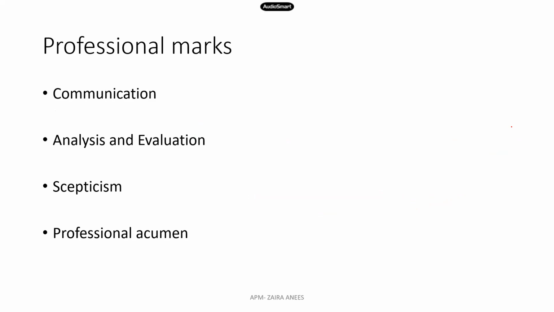Communication is something which we were already doing in the previous APM paper, especially in the first question. In the first question, the examiner asks us to write a report. And for writing a report, what we do is we write to, from, date, subject, introduction, then first heading, then second heading, then third heading.